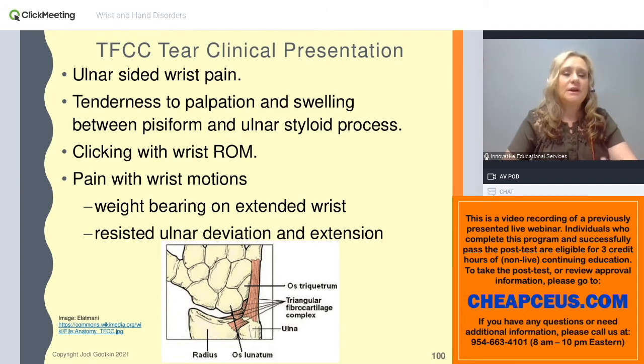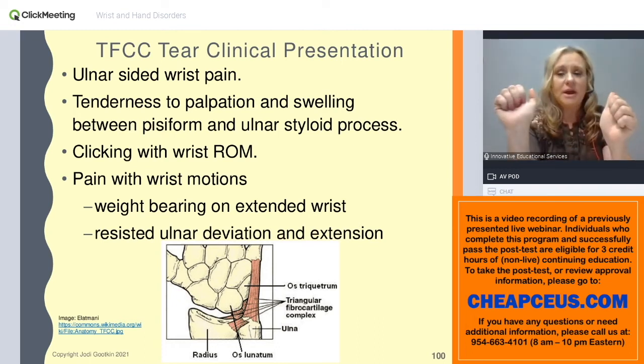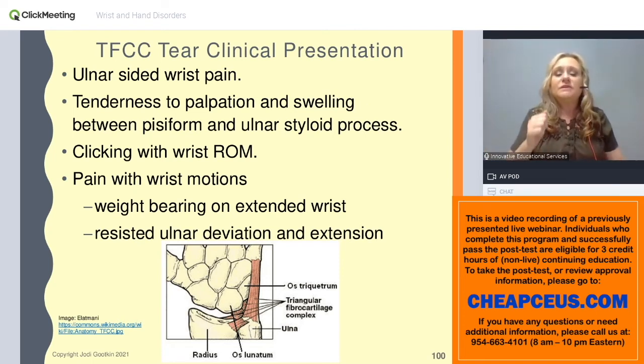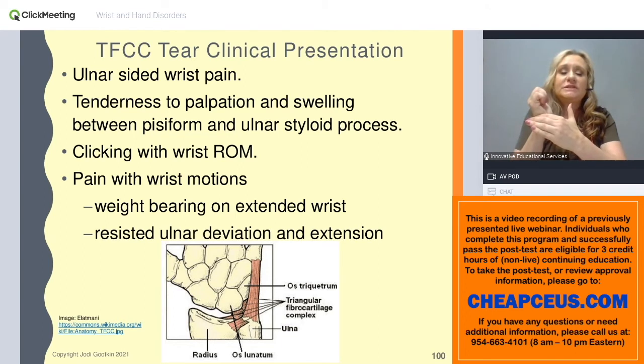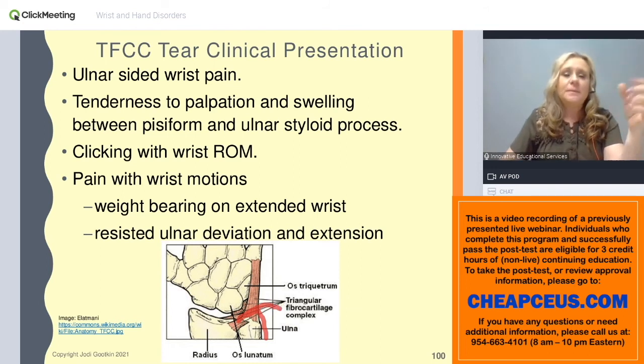Tears can happen to different segments of this complex. All of them are going to occur with ulnar-sided wrist pain and tenderness for the patient. If we palpate specifically between the pisiform and ulnar styloid process, that is where the pain is going to be replicated. It's also replicated with weight-bearing activities, sit to stand, closing drawers, and when we resist ulnar deviation and wrist extension, because it places excessive compressive force against these irritated structures.